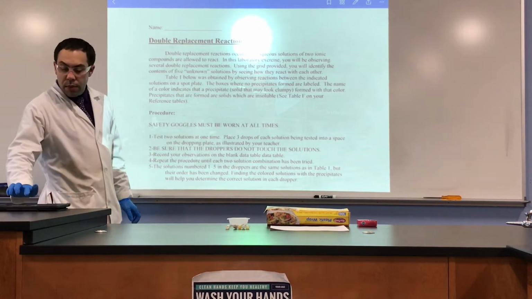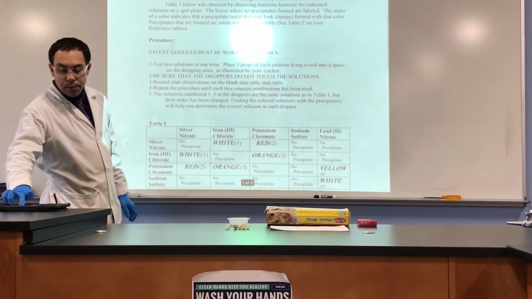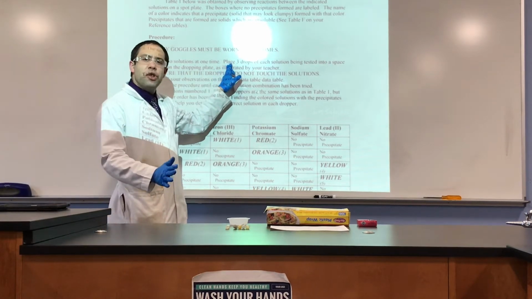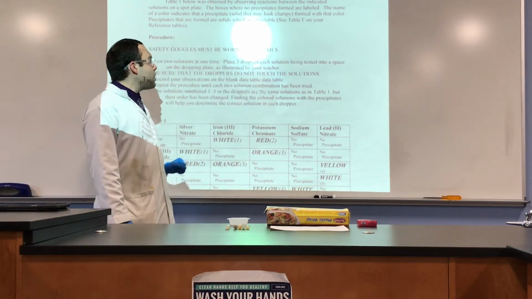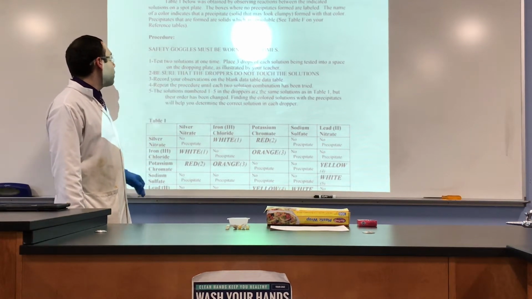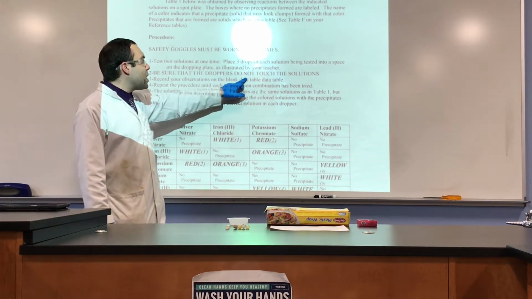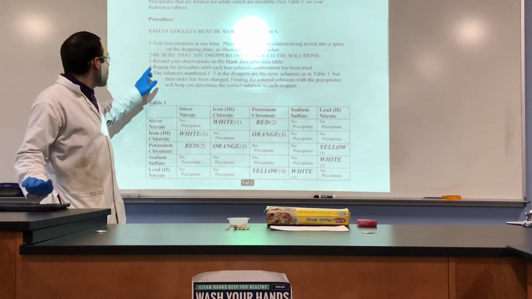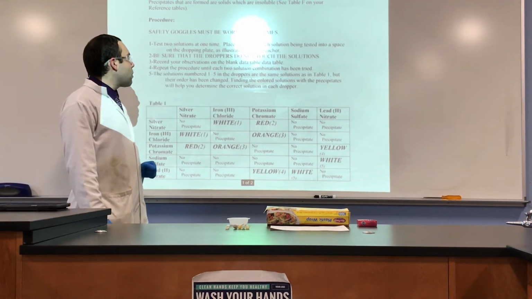So what we're going to be doing, we're going to be wearing goggles at all times, and we'll test 2 solutions at a time. Place 3 drops, maybe 2 drops, of each solution being tested into a space on the dropping plate as illustrated by your teacher. Be sure that the droppers do not touch the solutions. That'll prevent contamination. 3, record your observations on a blank data table.